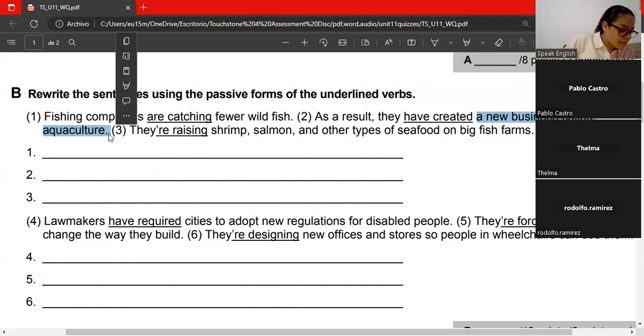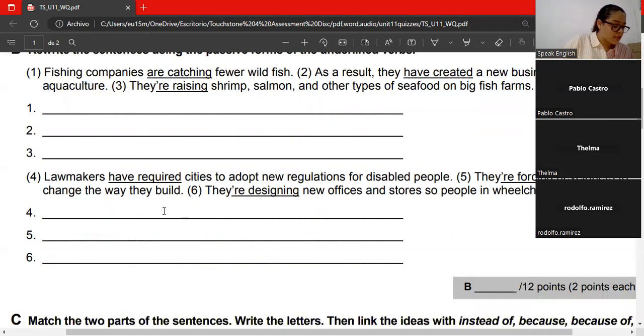Shrimp, salmon, and other type of seafood are being raised by companies. Yes, that is correct. Cities are being required new regulations by lawmakers for disabled people. Yes, excellent. But aquí en este caso le falta el to adopt. It's incomplete, ¿ok, Telma? Porque, o sea, are being required, pero les requieren el qué. They are being required to adopt.